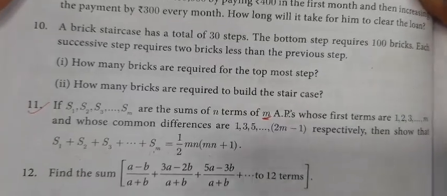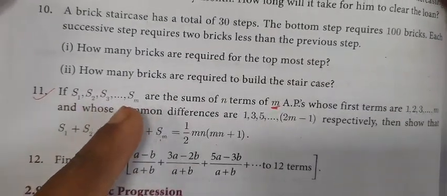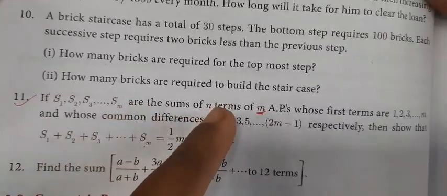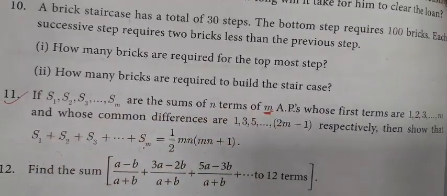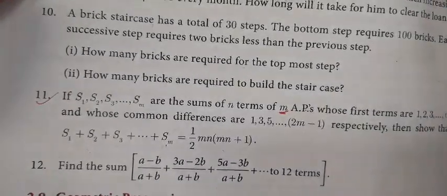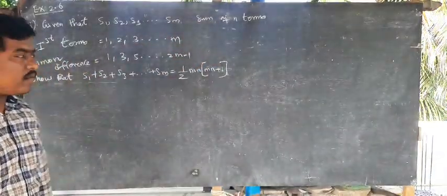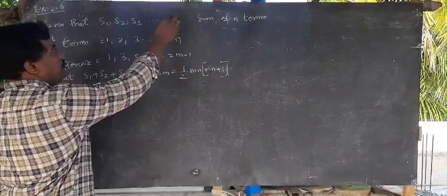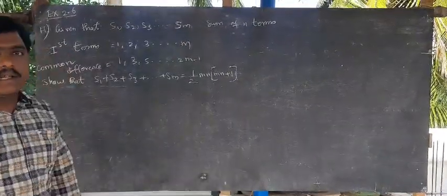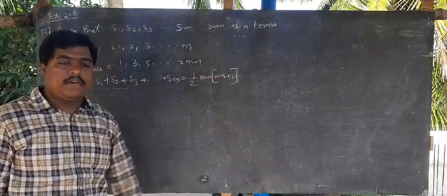Right? This is given. What does it mean? S1, S2 and so on Sm are the sums of n terms of M APs. N terms we are having. So, on the board I have written: given that S1, S2 and so on Sm is a series, the sum of n terms, up to Sm. We don't know how many terms we are having, so n terms, sum of n terms.